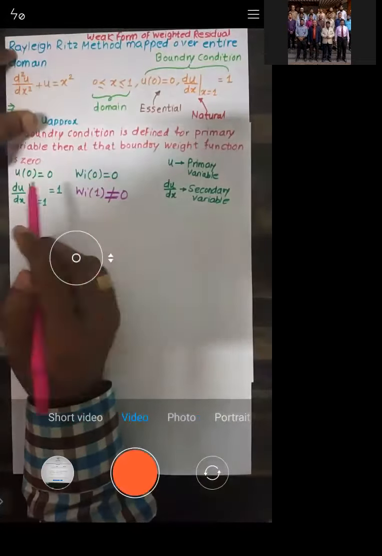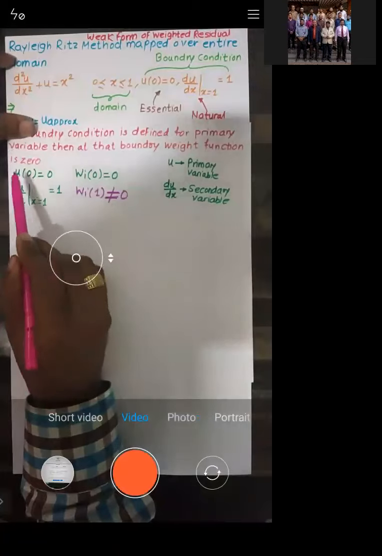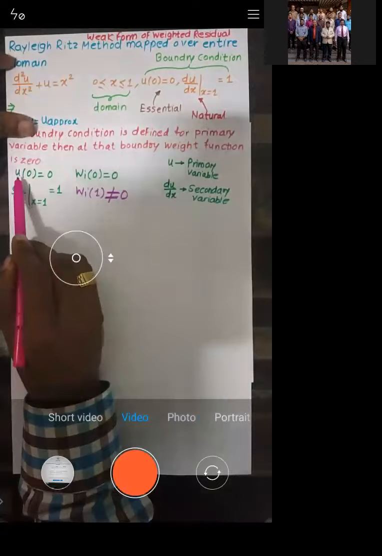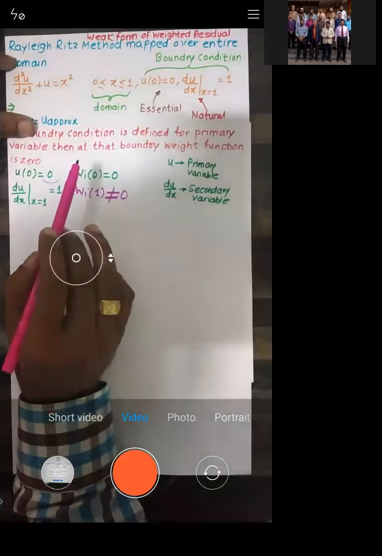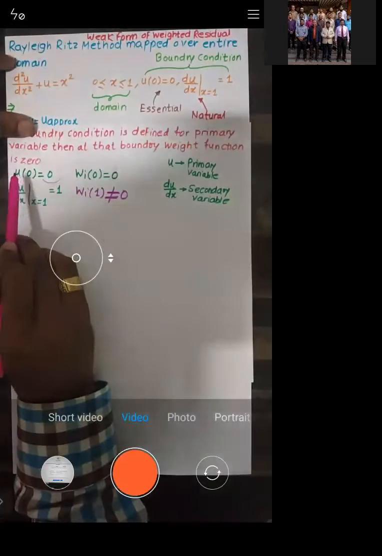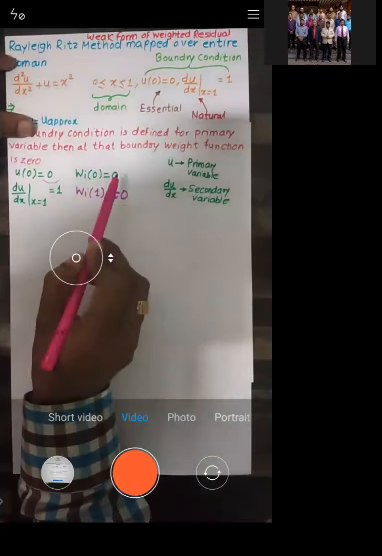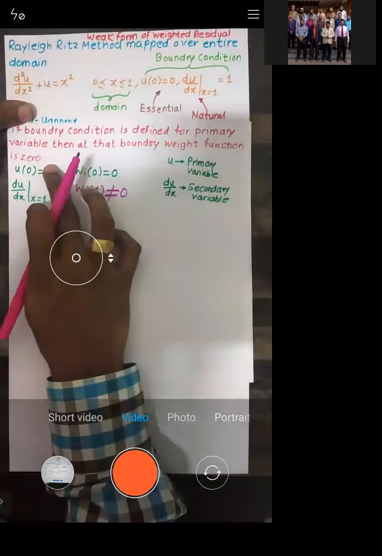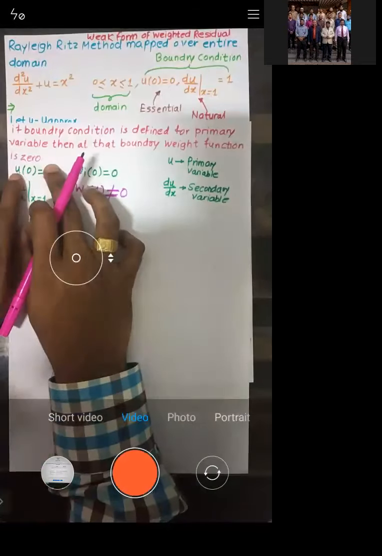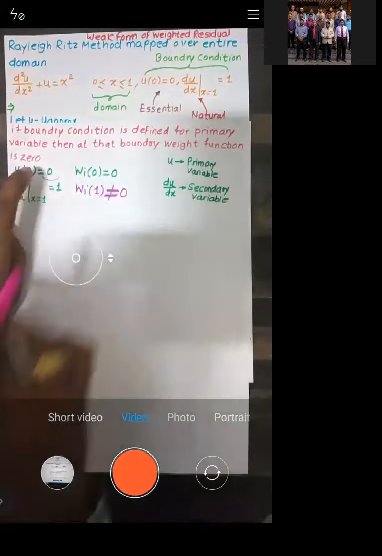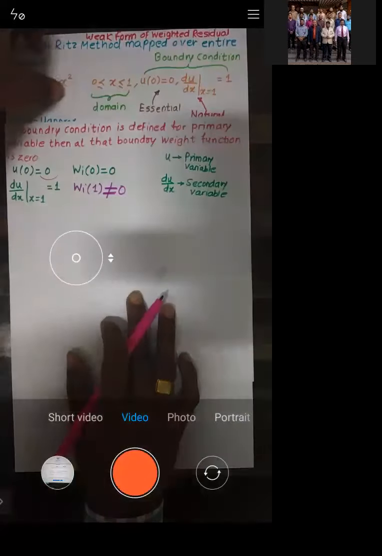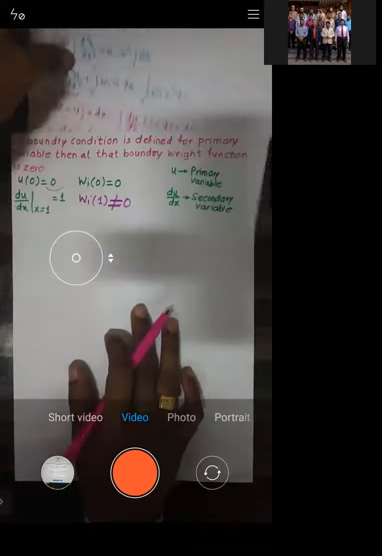You only remember, when any boundary condition is in terms of the primary variable, that is u, then at that boundary, you don't see what is on the right hand side. If it is in terms of u, then at that boundary, that is at x equal to 0, your weight function is 0. The right hand side doesn't matter. It only depends upon whether it is u or du. If it is u, that means it's a primary variable, then at that boundary, at x equal to 0, your weight function is 0. Is it okay? Is it okay now?